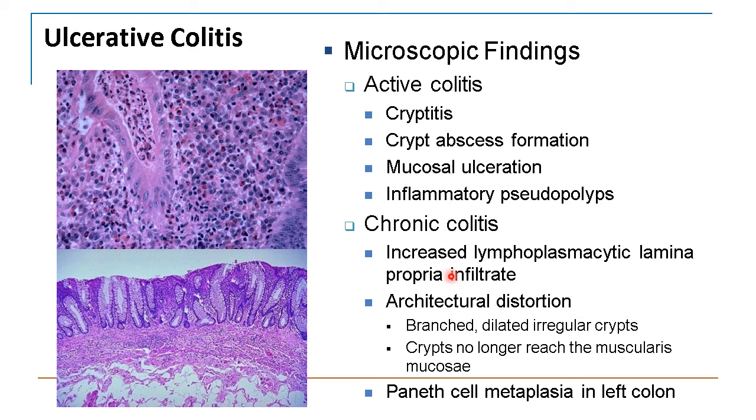And chronic colitis involves increased lymphoplasmacytic infiltration of the lamina propria, architectural distortion, branched, dilated, irregular crypts, dilated crypts that no longer reach the muscularis mucosae, and Paneth cell metaplasia in the left colon.